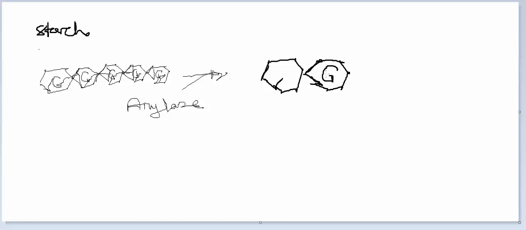So there's a glucose over here and a glucose molecule over there. These two stuck together are called maltose.